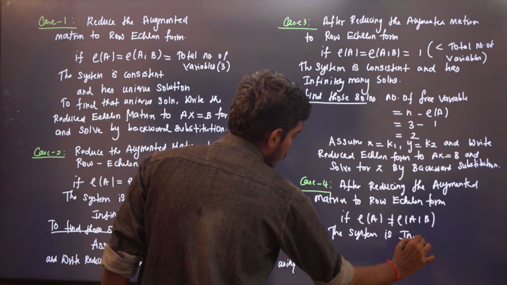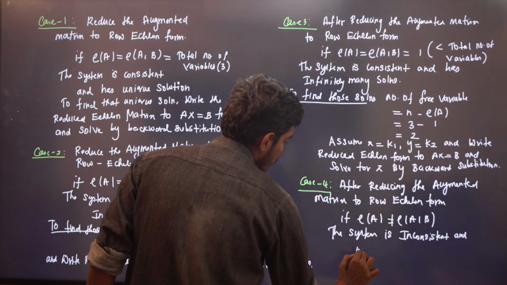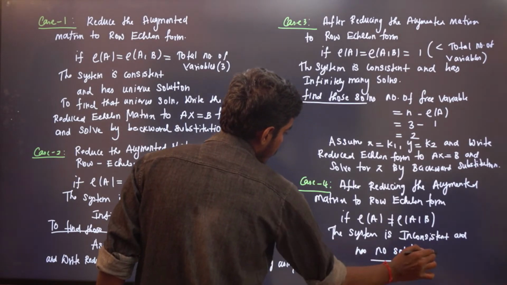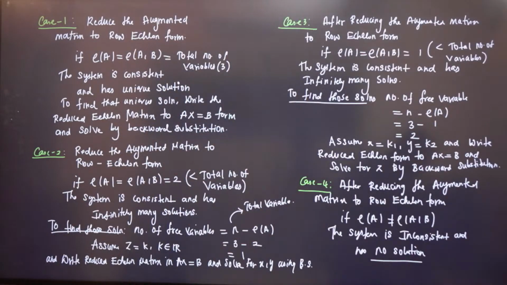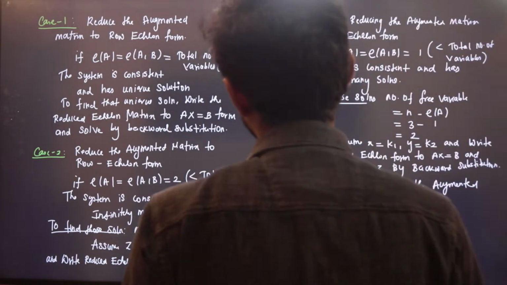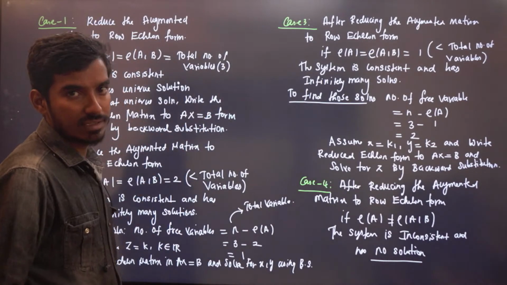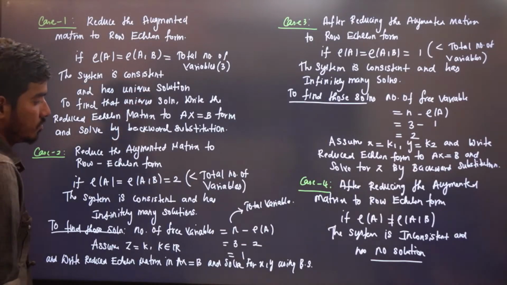The system is inconsistent and has no solution. That's it. If you understand this single page, you can do any problem. Easily you can get 10, 12 to 15 marks. You will surely get one question from this topic. I'll be doing some 7 to 8 problems based on all cases. Is this clear?